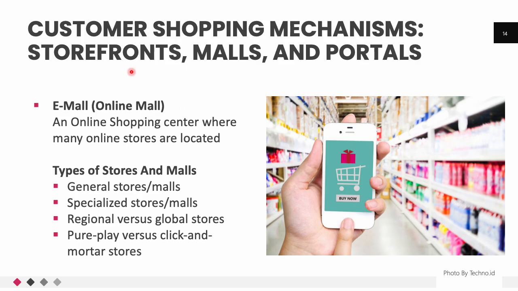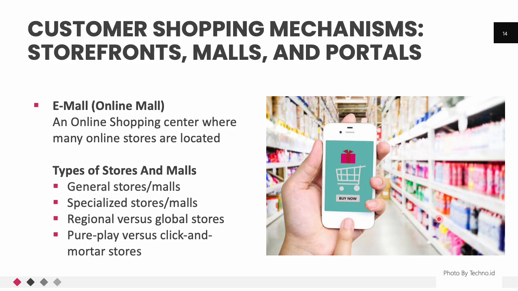The next one is e-mall, or online mall. So it's basically a digital shopping center hosting multiple online stores. It's like a physical mall, but on the internet. Okay, so for example, the Amazon Marketplace. They have thousands of sellers in one place. Okay, and then it's very popular. It's very convenient. You can compare products from many stores in one spot. Okay.